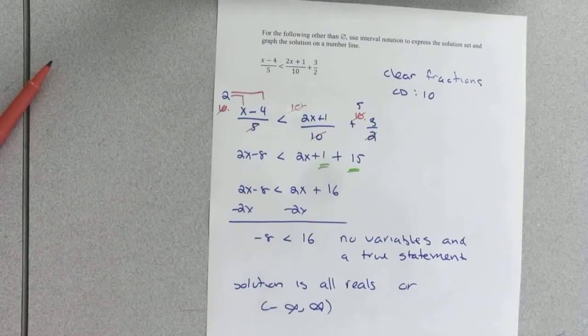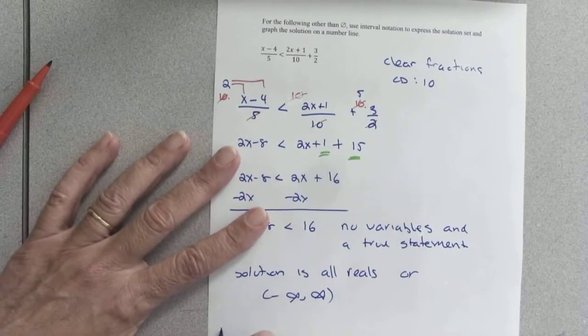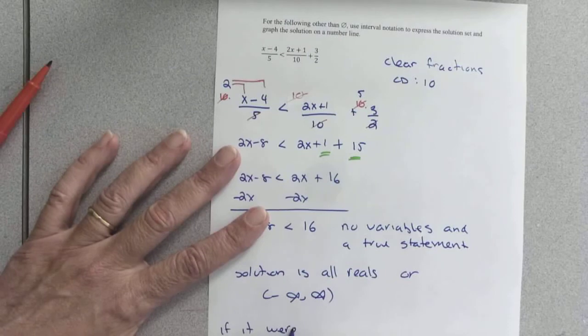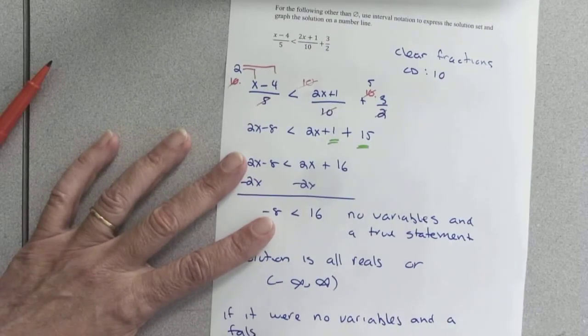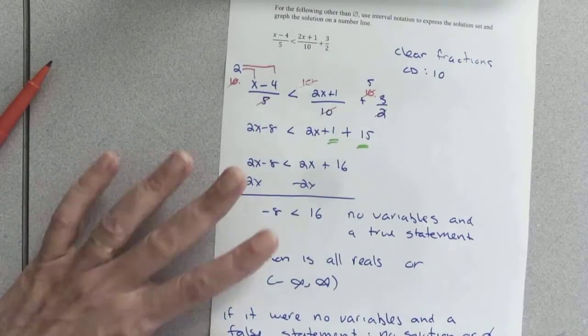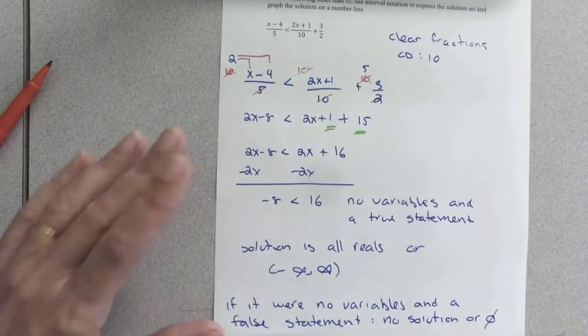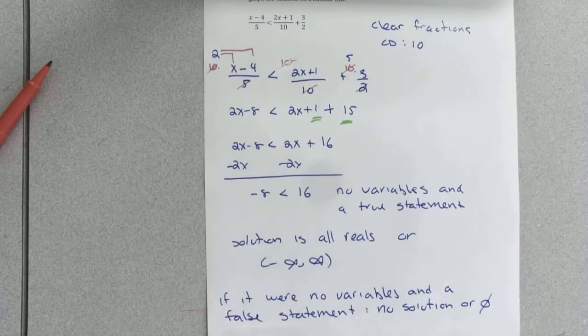Now on the flip side, and I don't have an example for it, but you'll just have to kind of remember, and I'll write it down. If it were no variables and a false statement, that would mean no solution, or what mathematicians sometimes use as the empty set. So no variables and a true statement, all real numbers, or negative infinity to infinity. False, no variables, false statement, no solution.